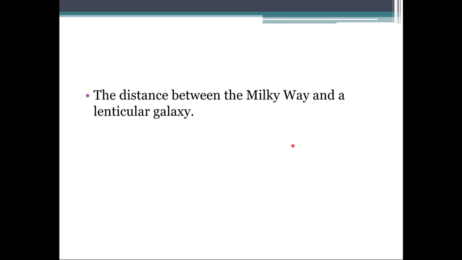And the first one is the distance between the Milky Way and a lenticular galaxy. Lenticular galaxy just meaning another galaxy that's nearby. So the correct unit of distance that you'd measure there would be in light years, not in astronomical units, right? We're talking about astronomical units just for our solar system.